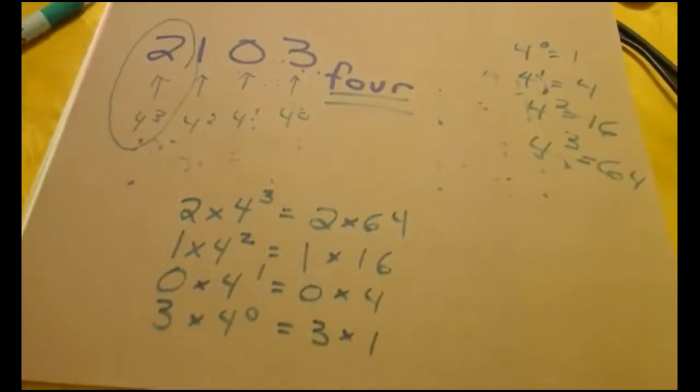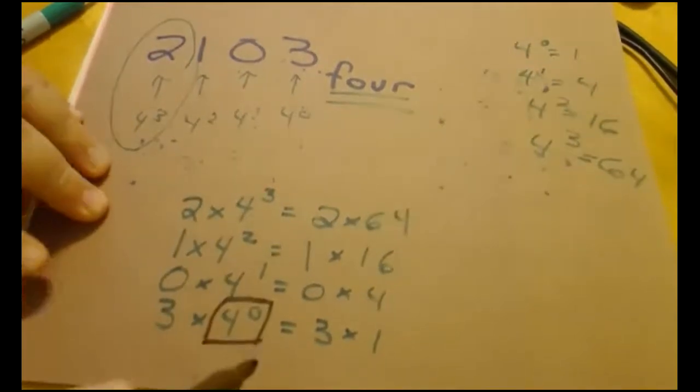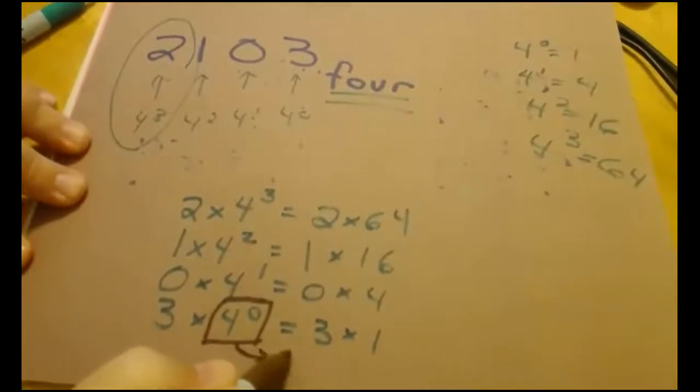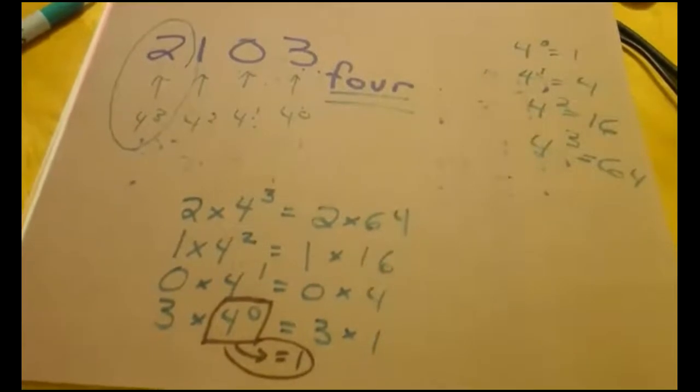I want you to try to remember, and this is something that is really very easy to remember, but anything to the 0 always equals 1, and that's really very important. Don't forget that. Anything to the 0 will always be 1.